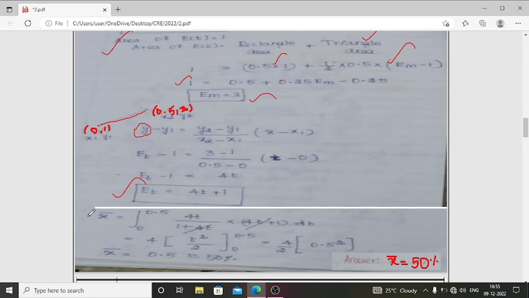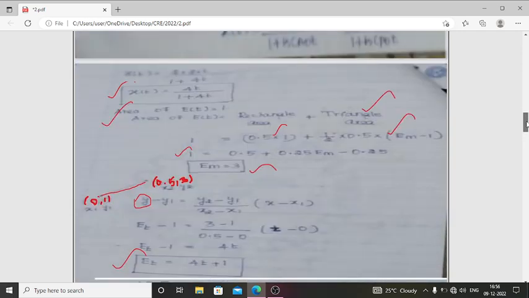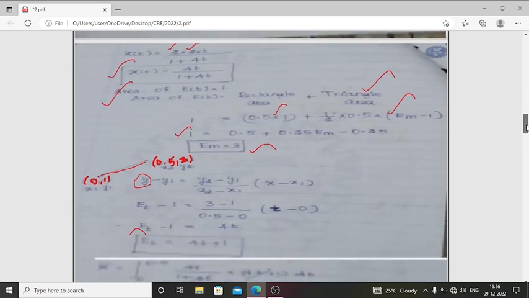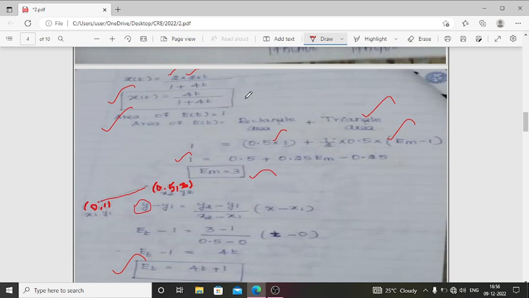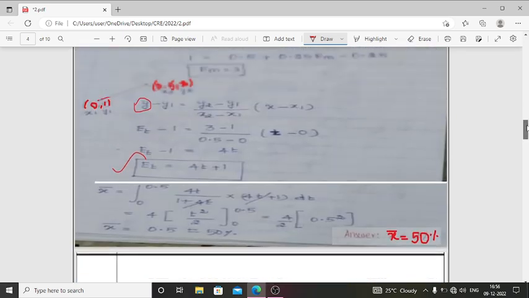Now come to the segregated model formula, that is X bar or XA is equal to integral 0 to infinity, meaning our limit is 0 to 0.5, of X of t into E of t into dt. What is the X of t value here? X of t value is 4t by 1 plus 4t. Take this value 4t by 1 plus 4t, into E of t, here 4t plus 1, into dt.